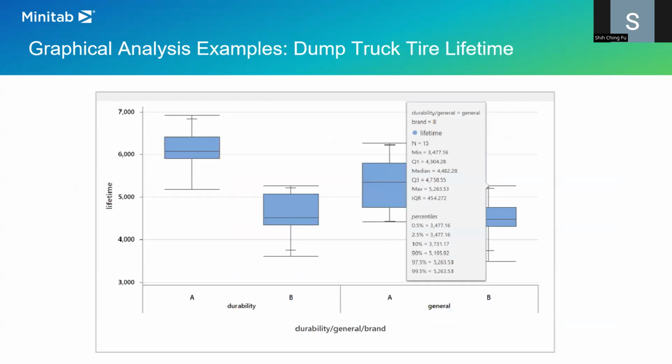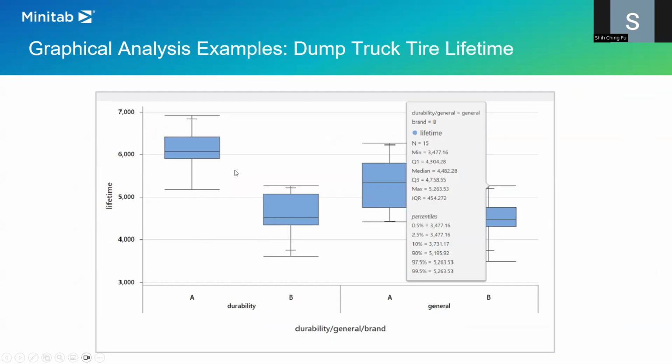Then we give you the box plot. It's clearly marked as these are durability tires, and these are general tires. You can see the central tendency for A brand and B brand. If I say durability tires, A is better than B, right?